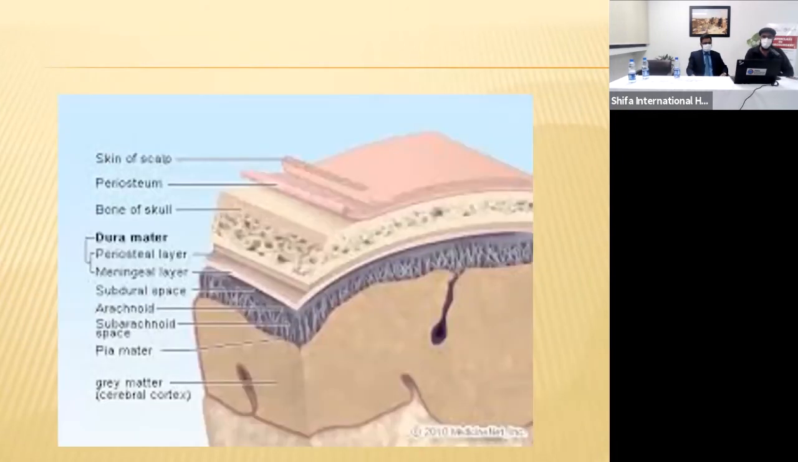We start off with the scalp. The scalp is there, and then there is a bone, the cranium, and then we have the dura mater. The dura mater has two layers: the periosteal layer and the meningeal layer. Then we have the subdural space, and then the arachnoid membrane and the pia mater, and then we have the brain parenchyma. So all these layers are protecting the brain.